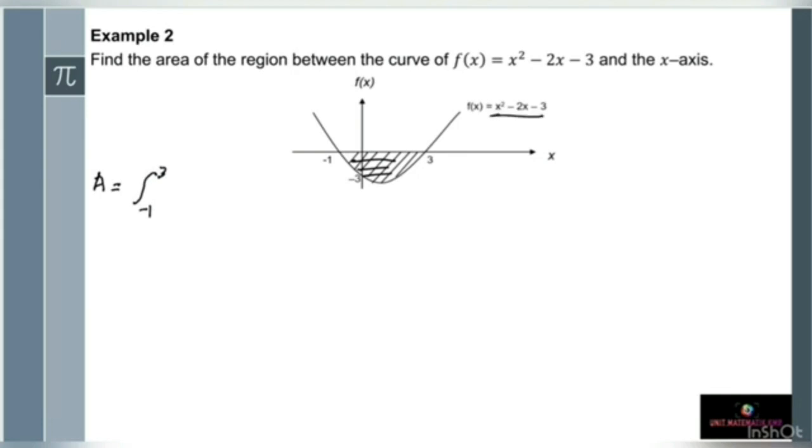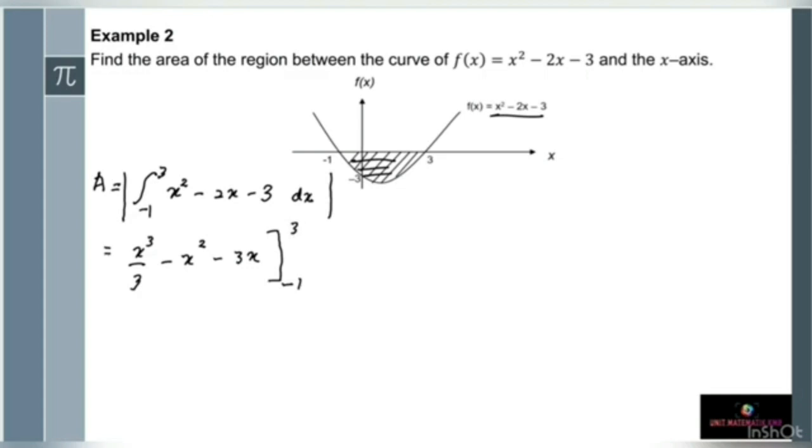For a function, our function is x squared minus 2x minus 3 with respect to dx. Alright, don't forget the modulus. Right, so we integrate this one. So you might have x cubed over 3 minus x squared minus 3x, and limits of integration is from -1 to 3.